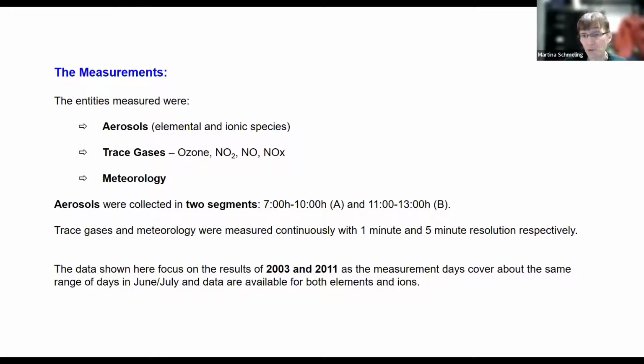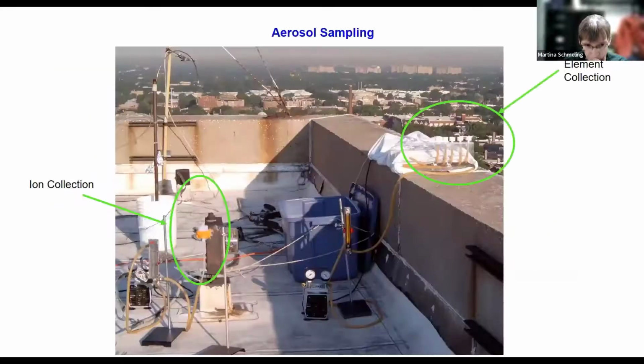And moreover, we had sufficient data for both elements and ions. We did measure the trace gases continuously because there was no point in removing it. But obviously, when you measure the elements, it's a little bit harder. This is our measurement station, on the top of the building. What you can see now is a view to the west, where most of the sources are.